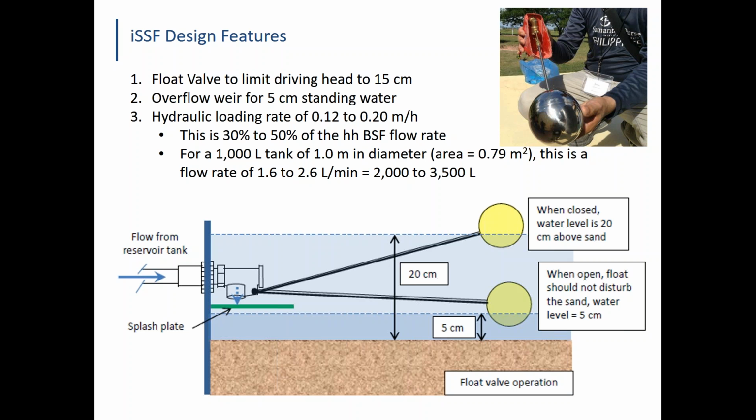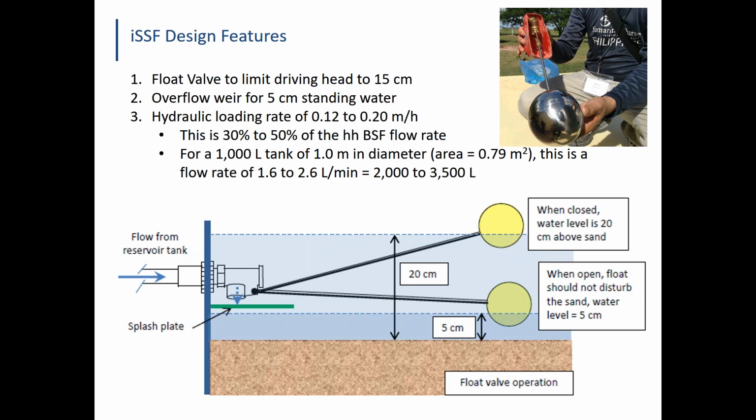That's an advantage over the household biosand filter, where you have a declining rate of flow with peak flows and lower flows, and similar in some ways to the Desert Storm filter that some of you might have heard about. So all of this was just done to engineer a hydraulic loading rate of 0.12 to 0.2 meters per hour, which is the same as cubic meters per square meter per hour. I wouldn't really worry about those units if you're not familiar with this. All this is to say is that the flow rate is 30 to 50% of that of a household biosand filter. So we're half or a third of the flow rate.